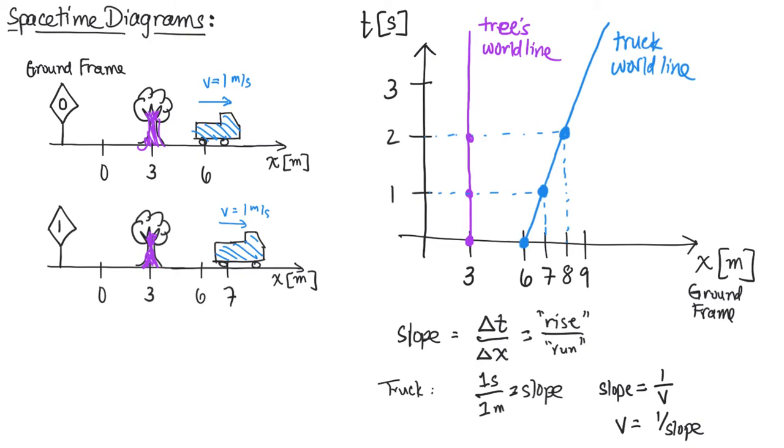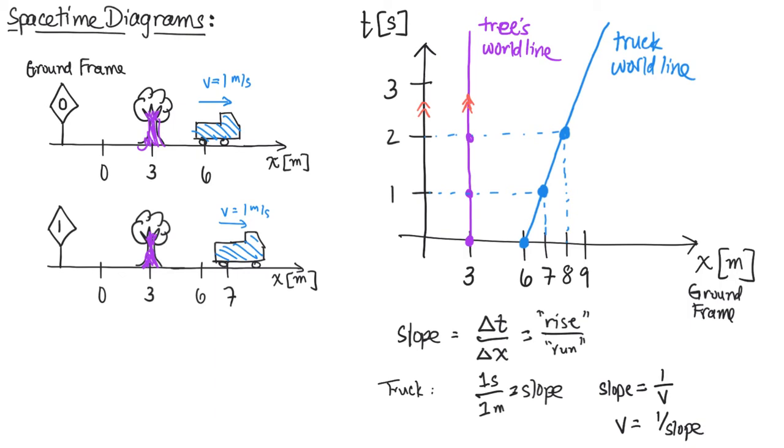The one thing I want to point out here is the following before we move on. We have an object at rest in this example. It's a tree. And notice how the world line of the tree is parallel to the time axis. So I'll use these little symbols, 2 arrows on 2 lines. I'll use that to indicate that those are parallel to each other.